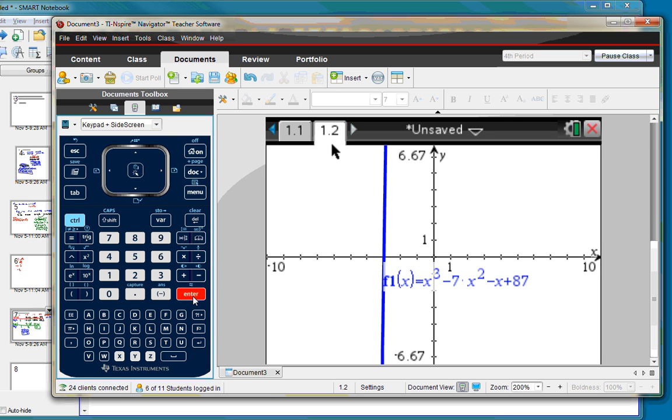Okay, the rest of the period is yours to work on this worksheet. You guys have no idea how much I totally rearranged my teaching so that I gave you time to do homework in class. You're welcome. Okay?